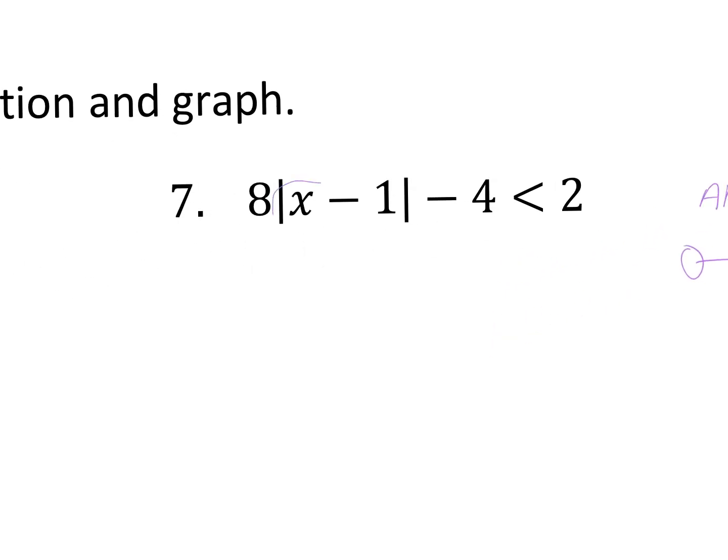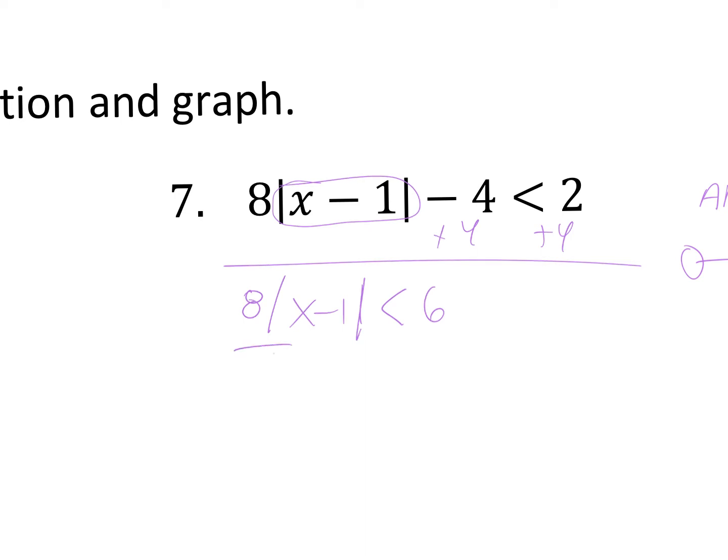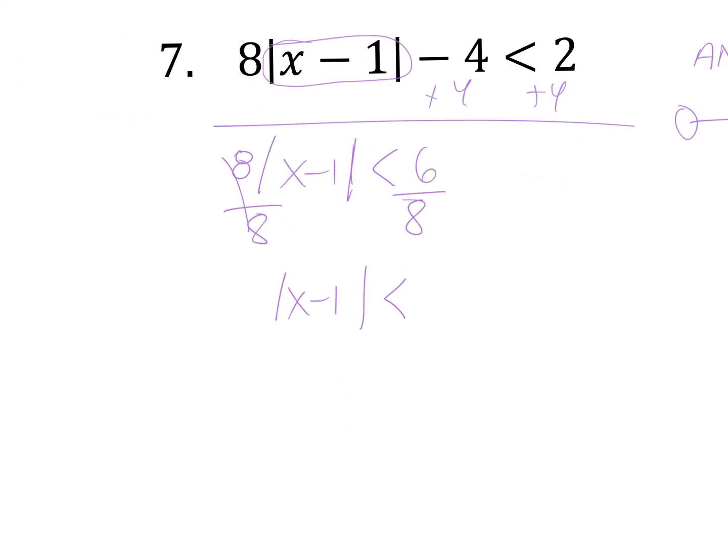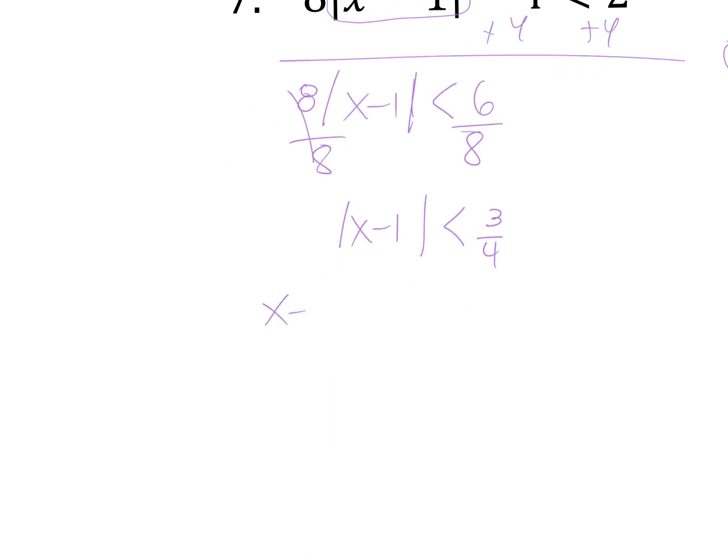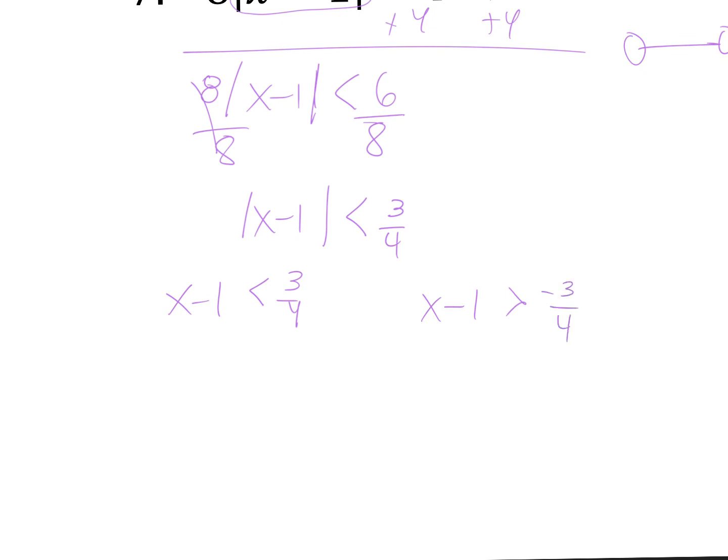So let's get this absolute value by itself. What do I do first? Add 4. So I have 8 times the absolute value of x minus 1 less than 6. Now what? Divide by 8. Absolute value of x minus 1 is less than what? 3 over 4. Now that my absolute value is by itself, we can split it up. X minus 1 less than 3 over 4. X minus 1 greater than what? Negative 3 over 4. You flip the inequality sign and you change the sign of the answer.